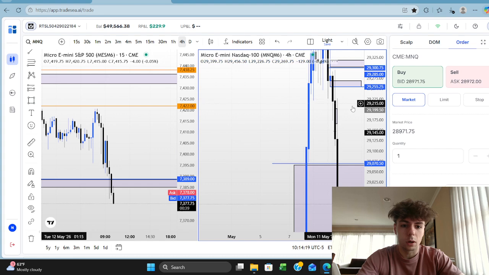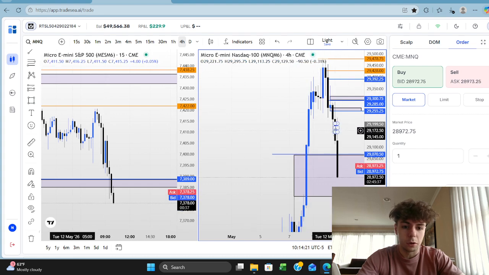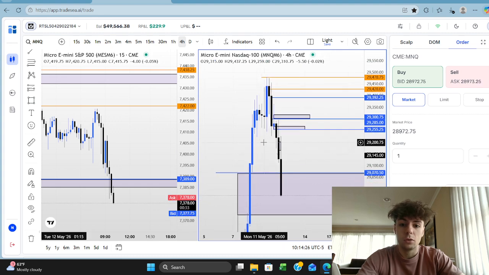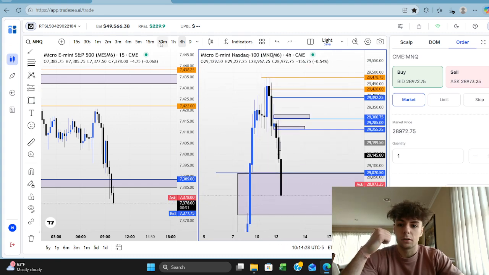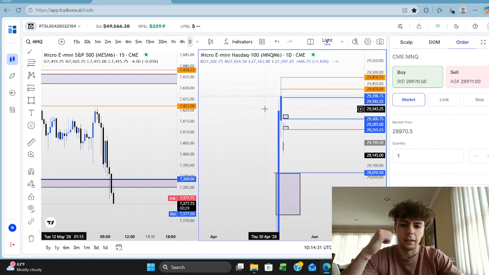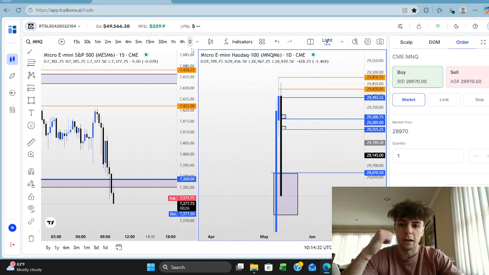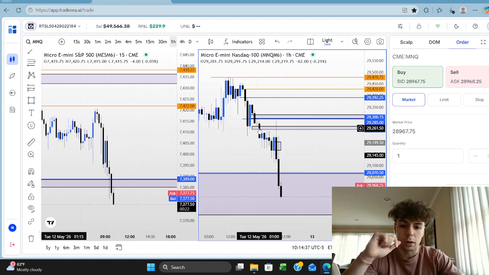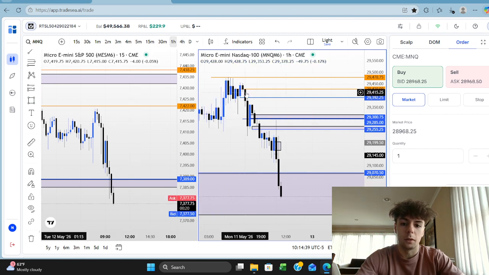Regardless, going into the day on the 4-hour, what did I see? We were pretty much right here coming into the day. We were rejecting off of this 4-hour gap. First of all, if you look at the daily gap, we were rejecting off of this big daily gap. We were rejecting a 4-hour gap. And then on the hourly time frame, we had this 1 hour unfilled, another 1 hour unfilled, and another 1 hour unfilled.